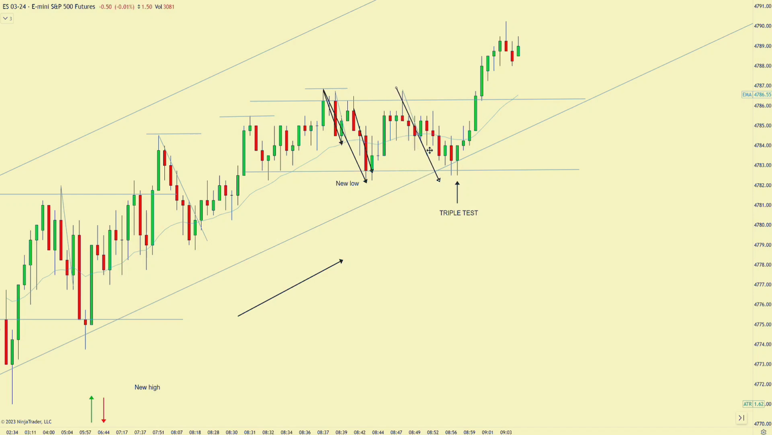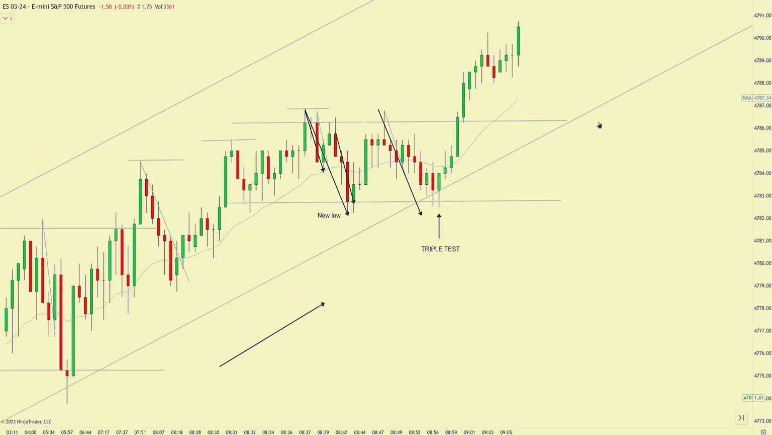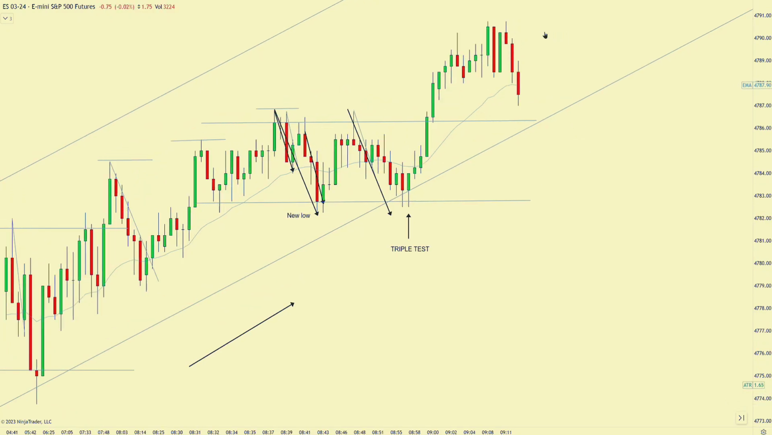This is a big selling point for this setup. I completely forgot, but we can see it resembles a visual two-legged pullback. That's the main reason why you can consider this, because you're going to combine the visual two-legged pullback with the triple test. So let's see what's going to happen.